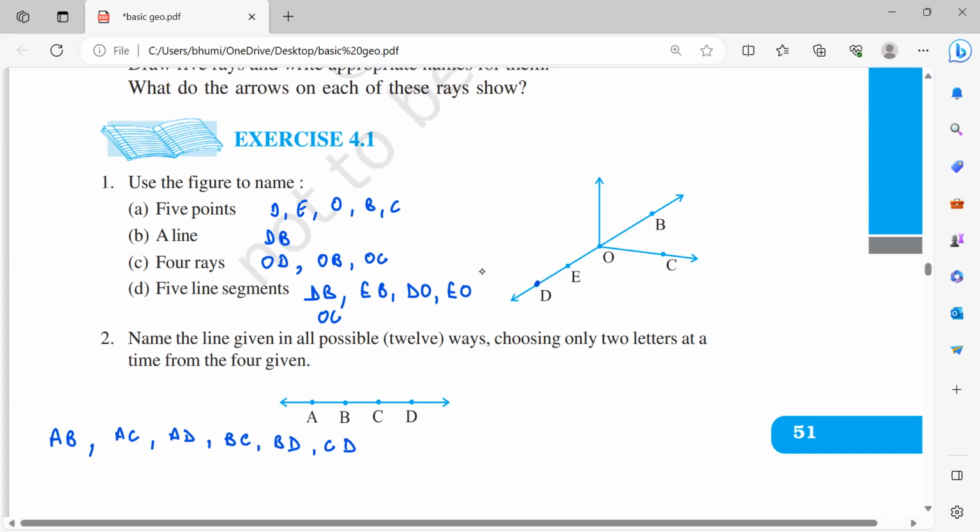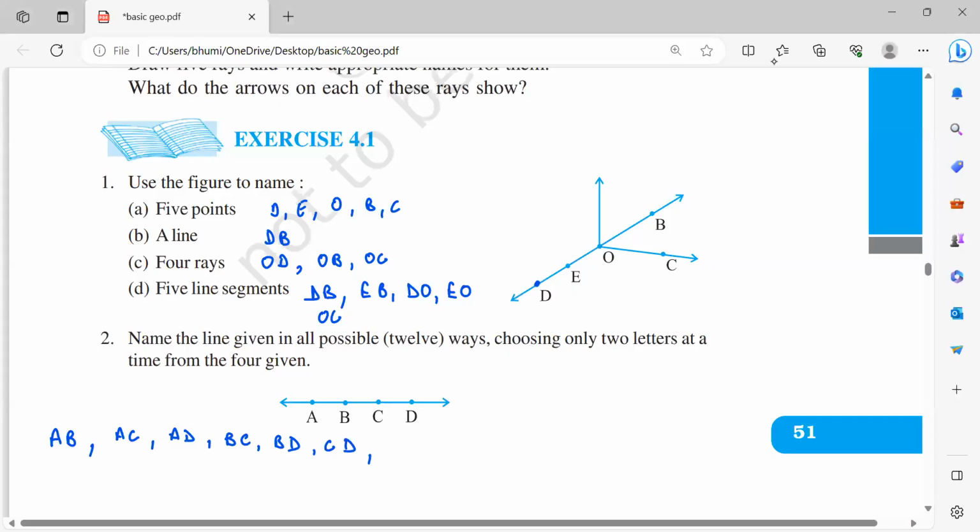Name the line given in all possible 12 ways, choosing only 2 letters at a time from the 4 given. First is AB, then AC, AD, then we can write it in another way as BA, because it is saying all possible ways. We do not have to just name the lines, we have to write them in all possible ways. So BA, BC, BD, then CB, CA also, and then DC, DB, and DA as well.